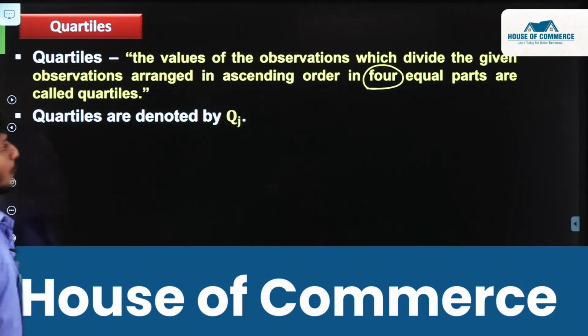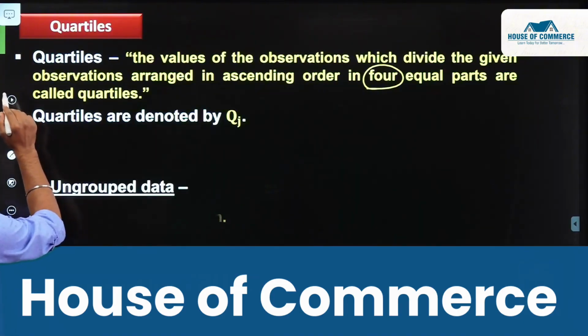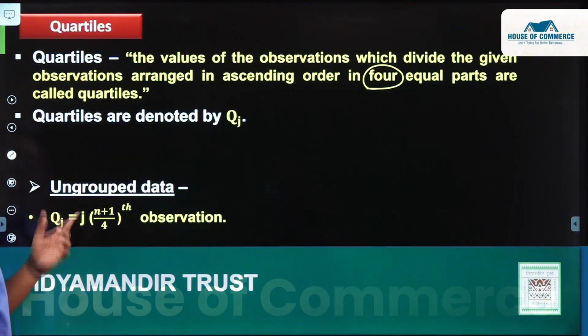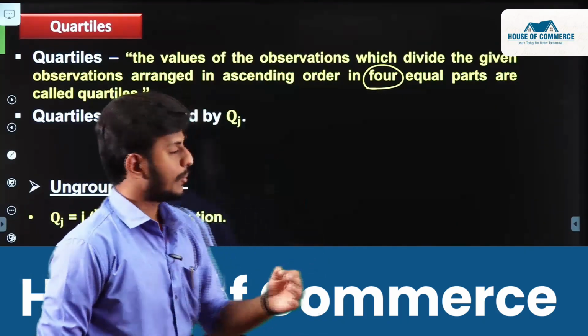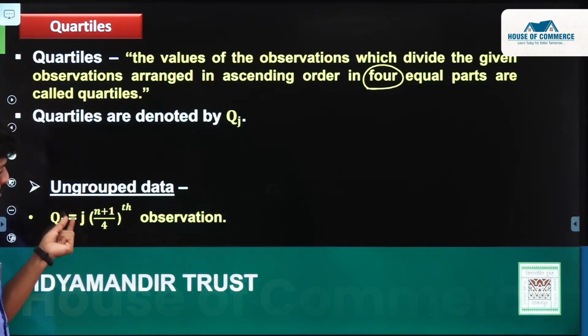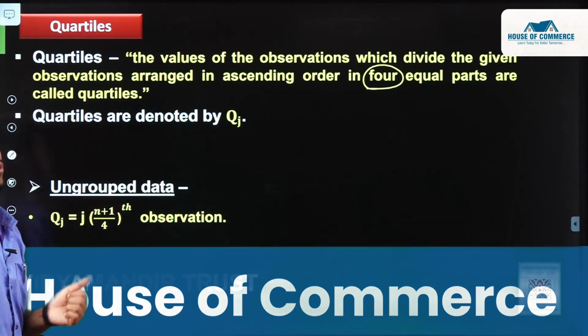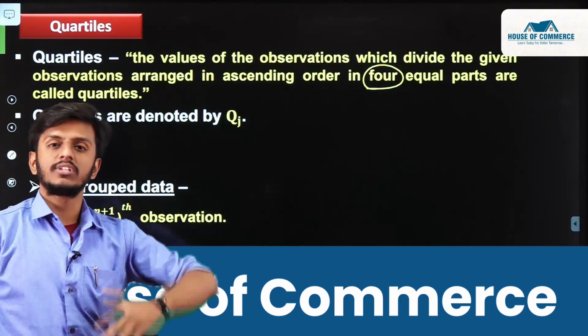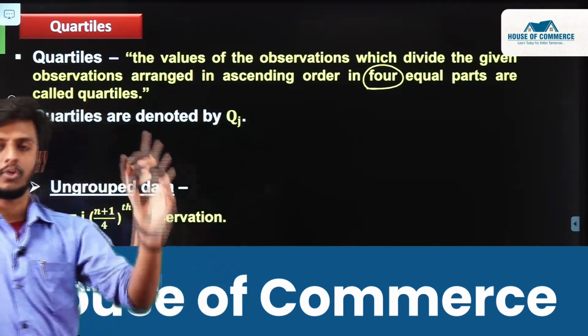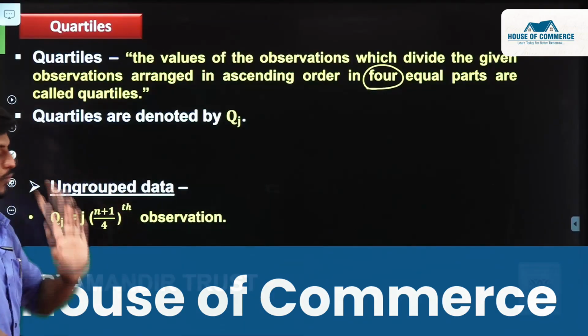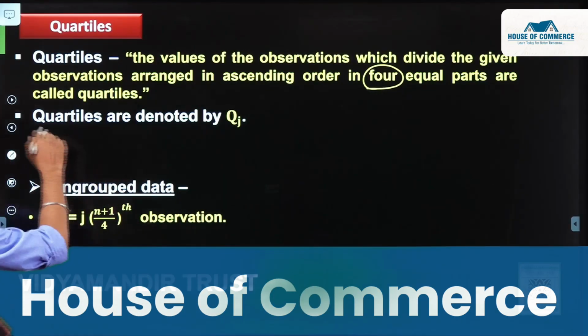So this is the definition of quartiles, and now the formulas of quartiles which we studied earlier. For ungrouped data, we can find the 3 quartiles, Q1, Q2 and Q3 by using this formula: Qj is equal to j(n+1)/4th observation. Mind well, if we are finding the quartiles, then we have to put 4 in the denominator, which is the (n+1)/4th observation.